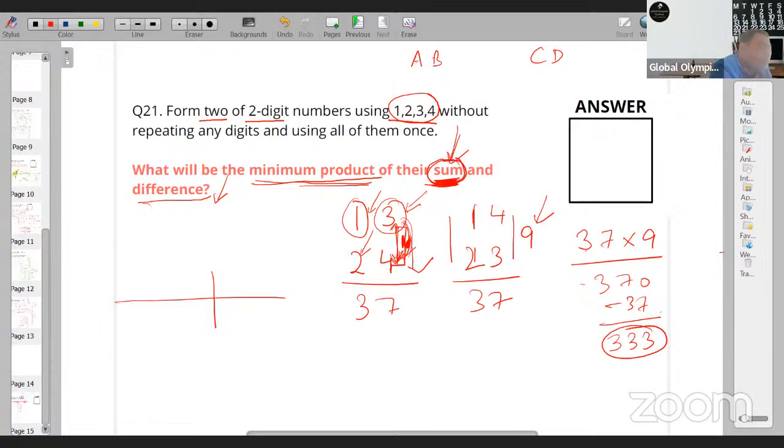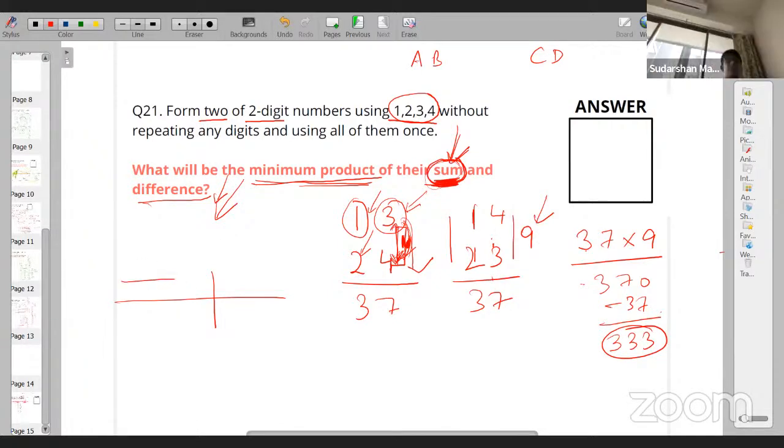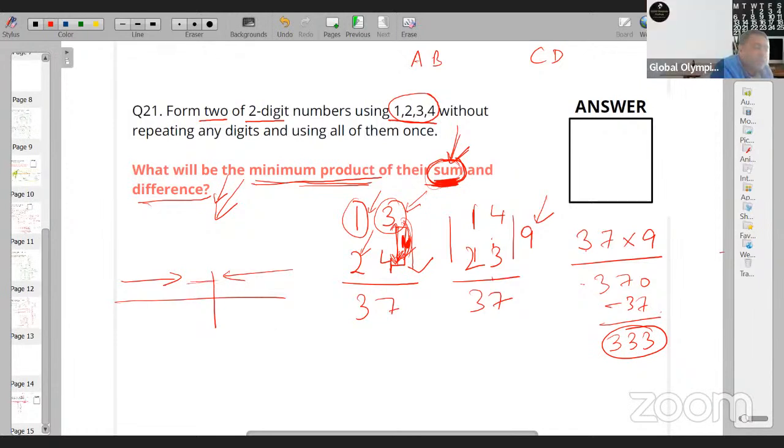The sum has to be minimized, and then for that minimum sum, what is the minimum difference? So the minimum difference will be this one. We are looking at numbers that are close but still have a large difference. The difference will be low when the smaller number is closer to this point, and the larger number is closer to this point.